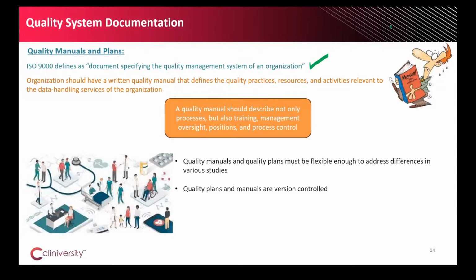Most organizations already implement portions of the quality manuals as SOPs, but a quality manual is much broader. A quality manual should describe not only processes, but also training, management oversight, positions, and even the process controls. Quality manuals and quality plans should be flexible enough to address any differences in the various studies.